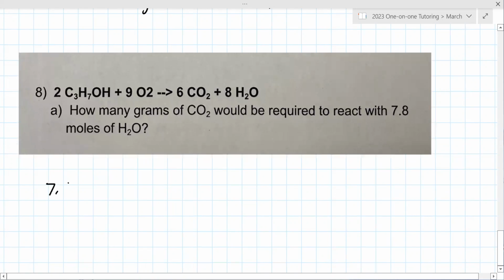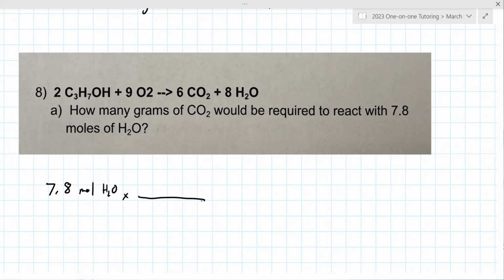How many grams of CO2 would be required to react with 7.8 moles of water? 7.8 moles. Times 1 mole of H2O on top, and then on the bottom, 18 grams of H2O.